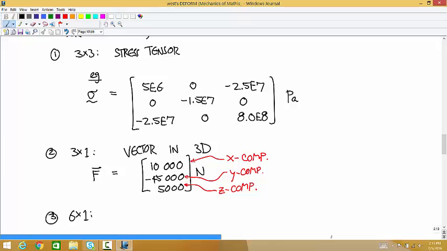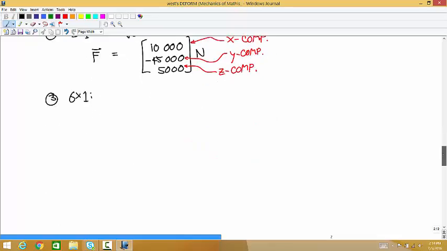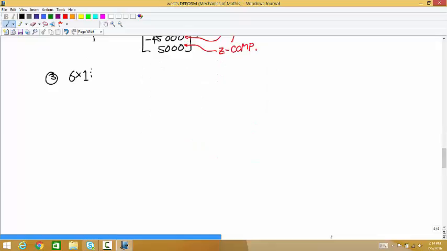But that would take 9 values, right? Except for that symmetry that says we don't need to know what 2, 1 is because we already know what 1, 2 is. We don't need to know what 3, 1 is because we already know what 1, 3 is, and so on. That cuts the total number of values down from 9 to 6 independent values. And so if you list all those independent values in a single column, you get a 6x1 matrix. That form's called the Voigt stress. And there's also, the strain is written in the Voigt form. So Voigt strain.